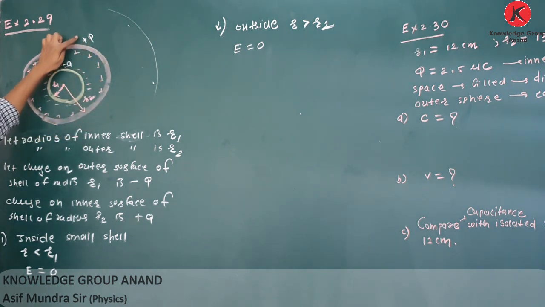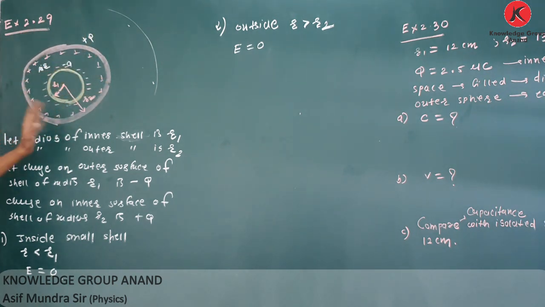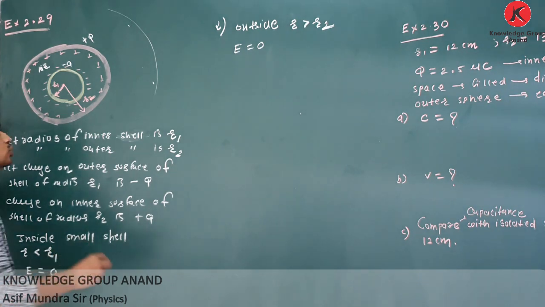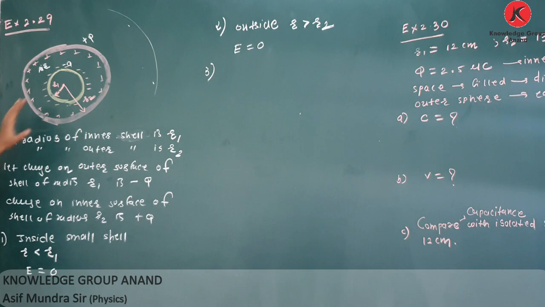What is total charge? It is plus Q, it is minus Q. Then total charge is 0. So if total charge on these two shells is 0, then for outside at each and every point, electric field will be 0. Okay, so now electric field is only in the region between two shells.